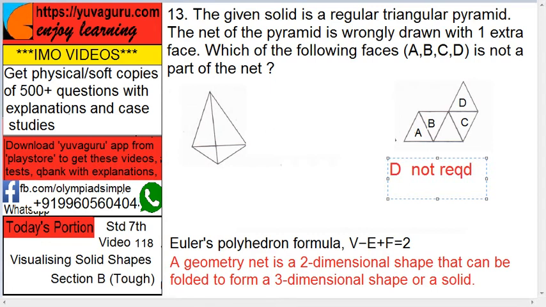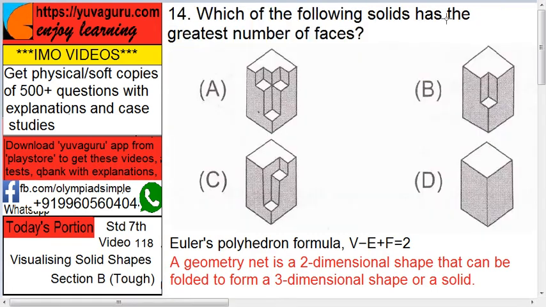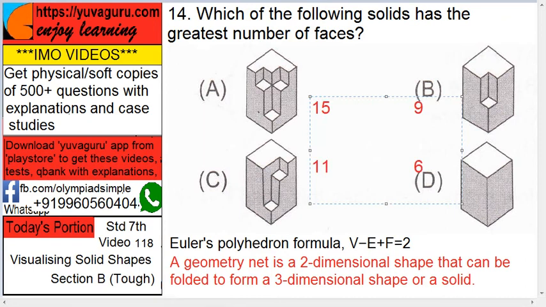Next, which of the following solids has the greatest number of faces? Quite easily you can see A. Now how many are there? You can count it. I'll just give you the answers. These are the faces: 15, 9, 11 and 6. So the maximum number is A.